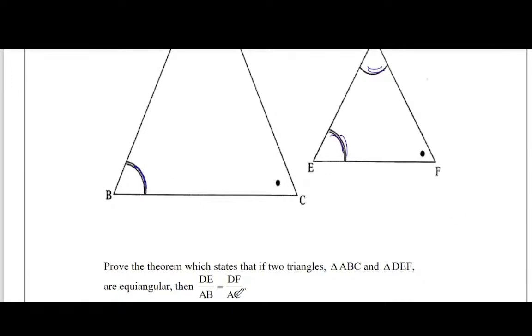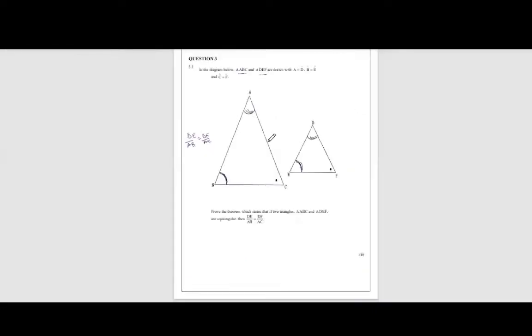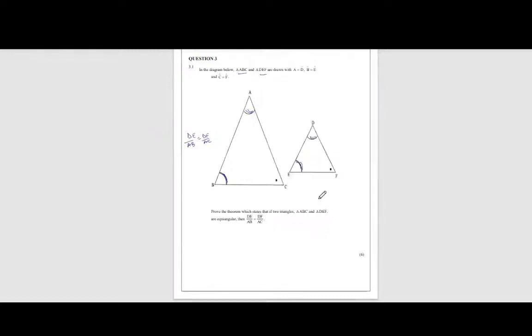Now, they want us to prove the theorem that says that DE over AB is the same as DF over AC. DE over that is the same as that. Okay, so what we need to do is do the construction. We get the big triangle and apply some bit of construction.